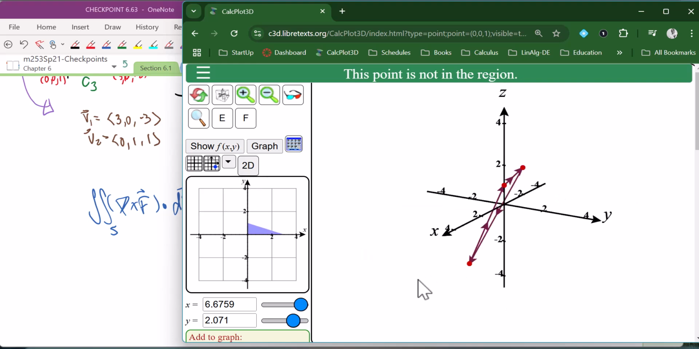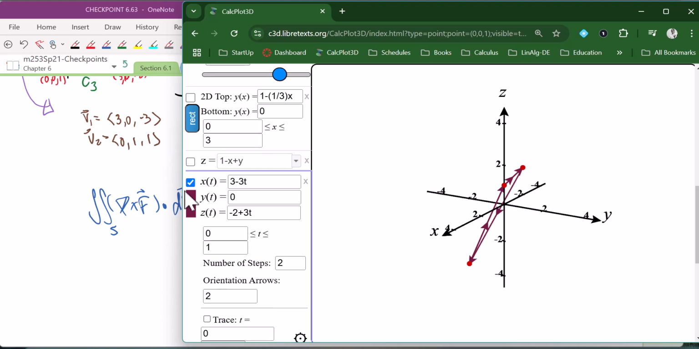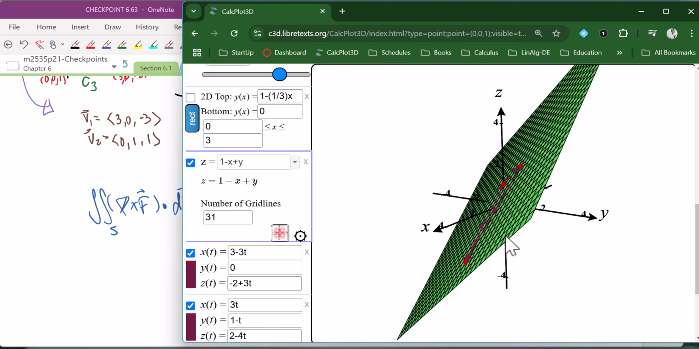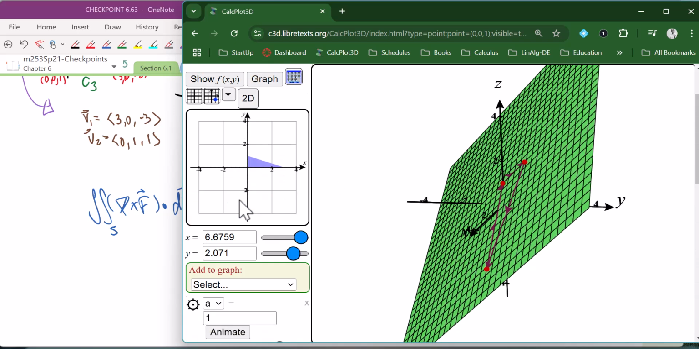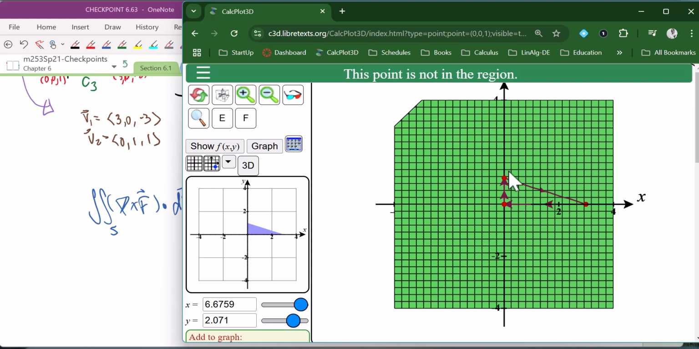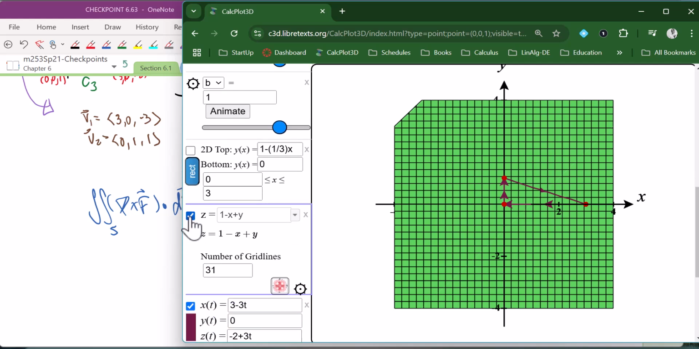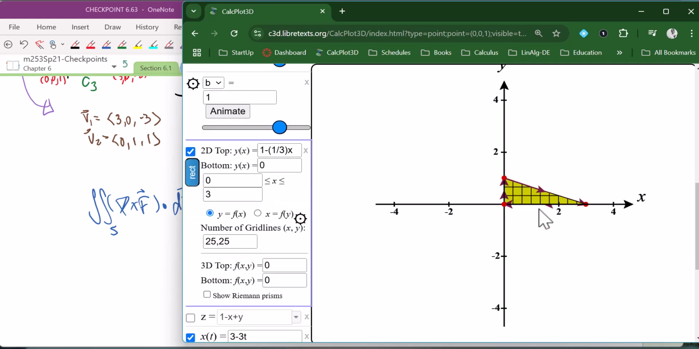Let's go back to 3D now and introduce our plane. Our plane is z is equal to 1 minus x minus y, and you can see that all those 3 points are on that plane, which is a good sign. Again, we only care about the region that we're trimming, so not the whole plane, but just that little region. And so we can hide that plane and take a look at the region that we're actually looking at. And it's going to be this region, which is a triangle.